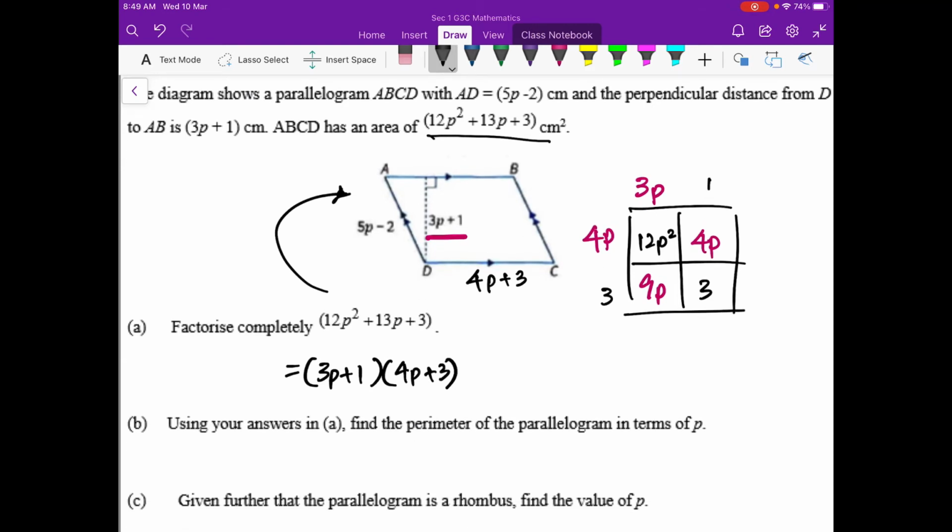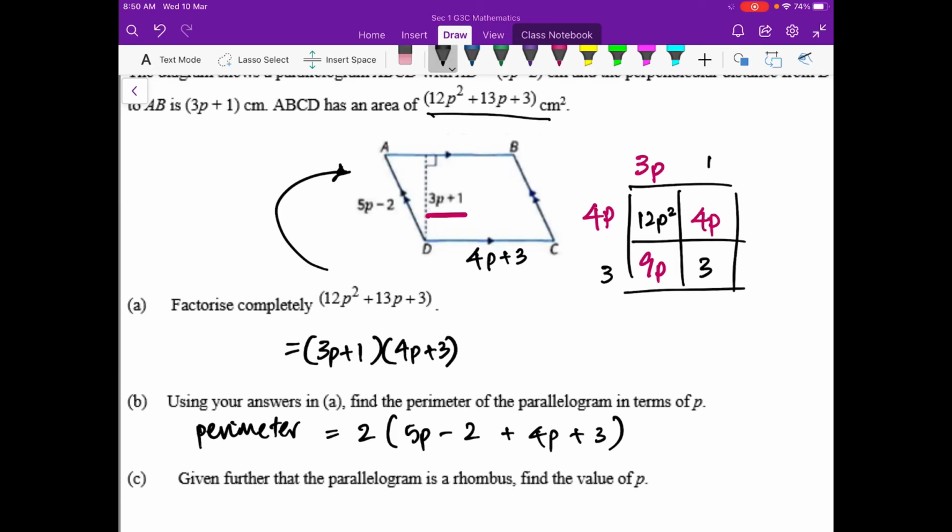Okay, then using your answers in A, find the perimeter of the parallelogram. Well, quite simple. Perimeter will be 2 times of 5p minus 2 plus 4p plus 3. Okay, there's a 4p plus 3 at the bottom, 4p plus 3 at the top. Left side there's a 5p minus 2, right side also 5p minus 2. That's why we put a 2 times.